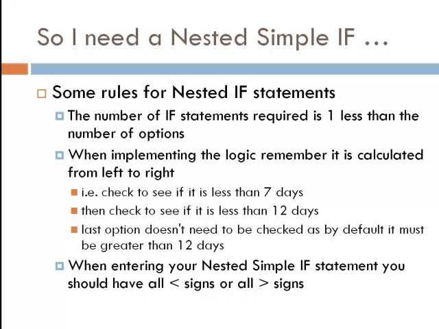Also, when implementing the logic, remember that you're going to calculate from left to right. So first of all, you check to see if the hire is less than 7 days. Then you check to see if it's less than 12 days. And then the last option doesn't need to be checked, because by default, if it's not less than 7 and it's not less than 12, then it must be greater than 12. So it doesn't need to be checked. We'll talk about that a little bit further on the next slide and also within the Excel example itself.